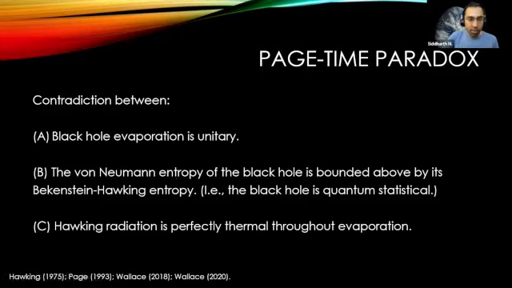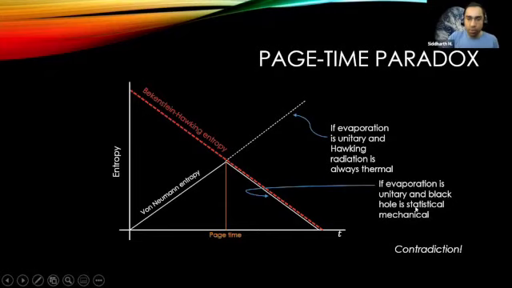And the third statement of the trilemma is that Hawking radiation is perfectly thermal throughout evaporation. All these three can be justified, have independent justifications, more or less. I'm not going to articulate those arguments here, but these papers would be a helpful place to start. So what is the problem? What is the contradiction between these three claims?